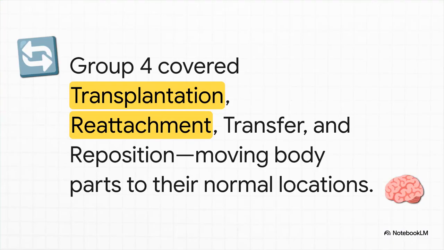So remember back in Part 23, we covered the Group 4 operations. We were talking about transplantation, reattachment, transfer, and reposition. The whole goal there was physical relocation, right? Putting things in or moving them around to their normal or suitable locations. But today, with Group 5, our clinical objective completely shifts. We're no longer moving body parts around. Instead, we're focused on altering their diameter or changing the actual route of their contents.